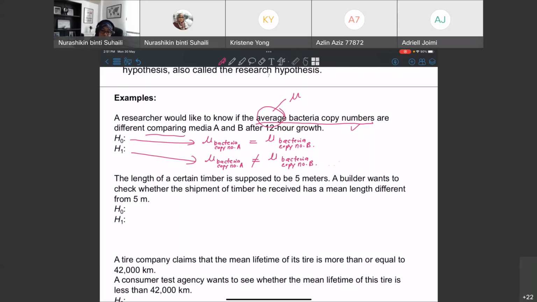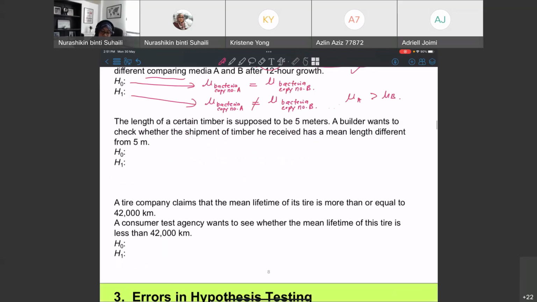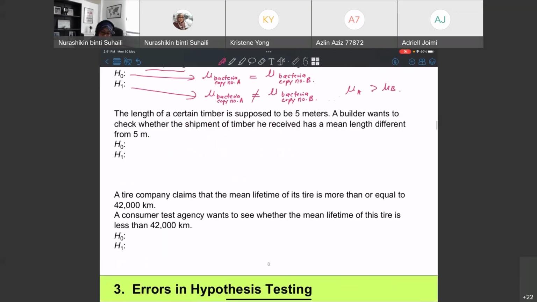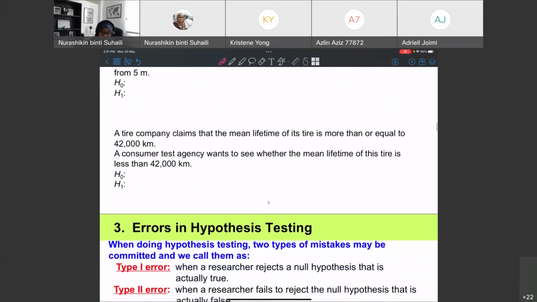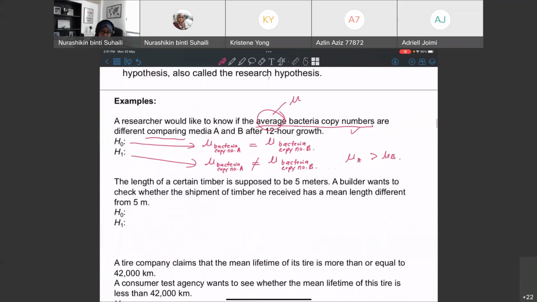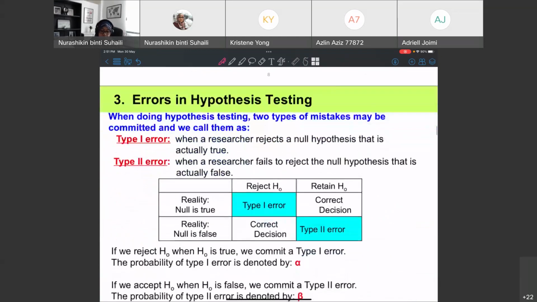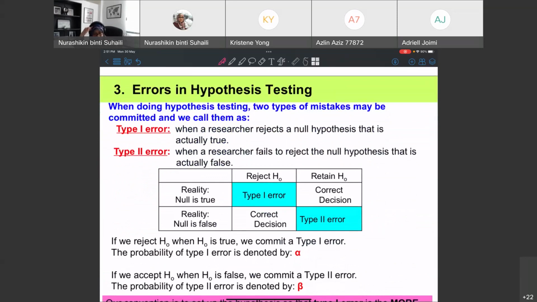But if it is mentioned in the question that you want to test whether A is bigger than B, you have to use that information. Let's say this one is bigger than B. So it depends on the problem. And the same thing you can try to do by yourself for the other two questions. So that's how you develop the hypothesis. Okay. So errors in hypothesis testing, this is just extra information.